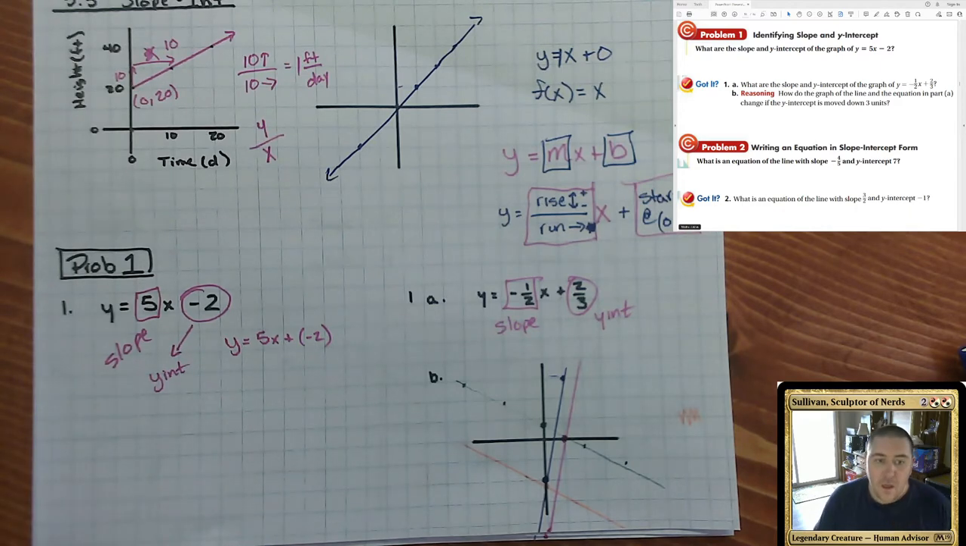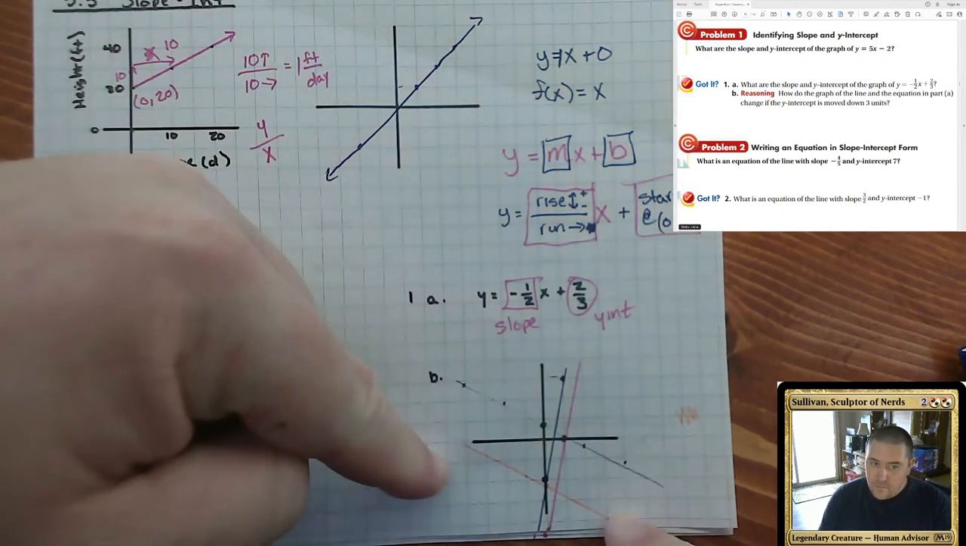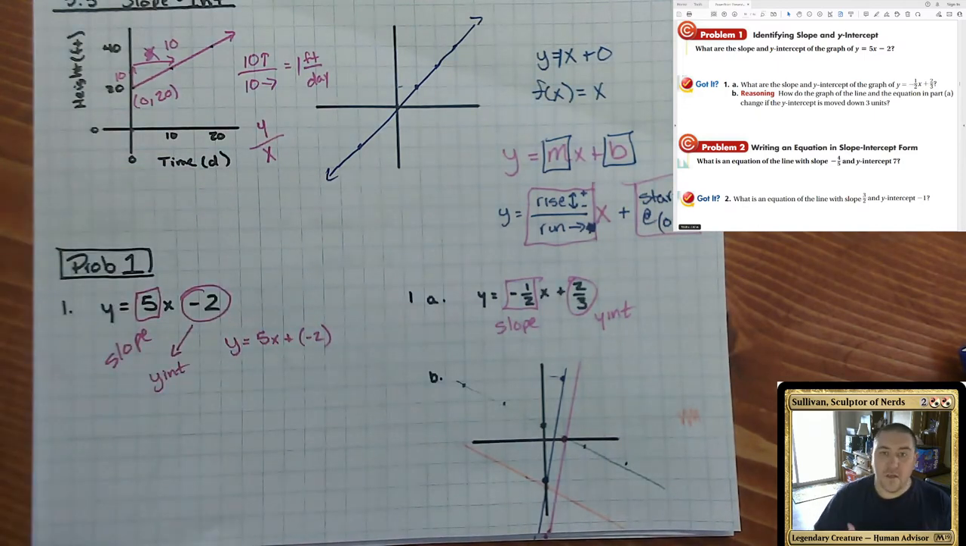So I take this line, move it down 3, and you get this idea again of translations. Everything is just a modification of a previous line.